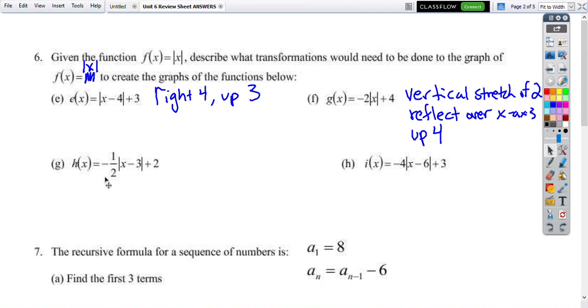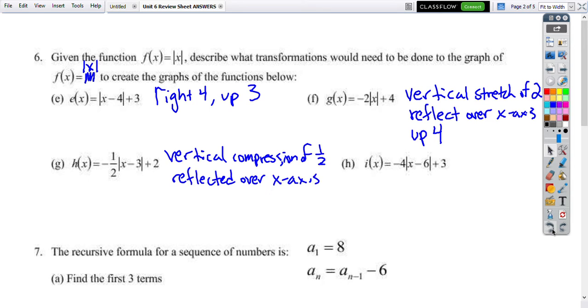This guy, the minus in front, remember, means we're reflecting. Half means we're compressing left and right, and then up and down. So we have a compression of a half, reflective of the x-axis, left 3, because it's minus, actually this should be right 3, my bad. So I'm right 3, not left 3, and then up 2.